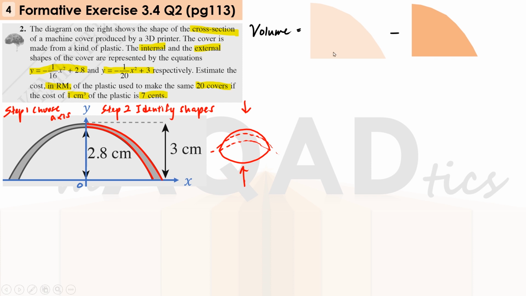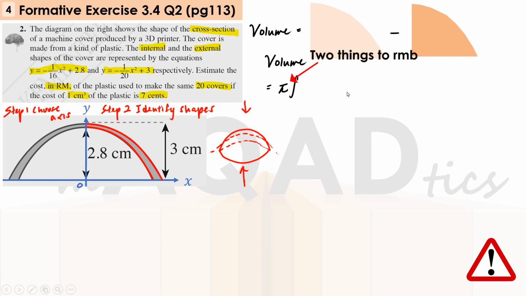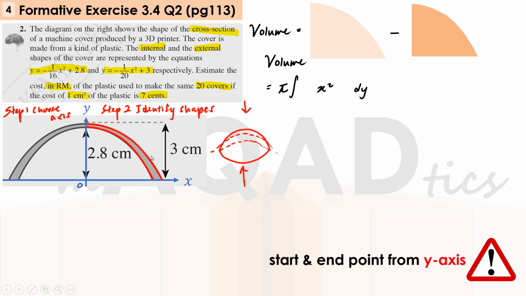So now let's find the volume of these two regions using the integration formula. Let's put up pi and we integrate in terms of y because we're rotating around the y-axis. So inside should be x, and don't forget the square. Then we need to have the starting and ending points. The starting point will be 0, and the ending point will be this part here, for which we can use the 3 cm, so this one is 3. Then for this region, it's the same thing, just that for this part it's 2.8. We can also use the length given here, so this one is 2.8.